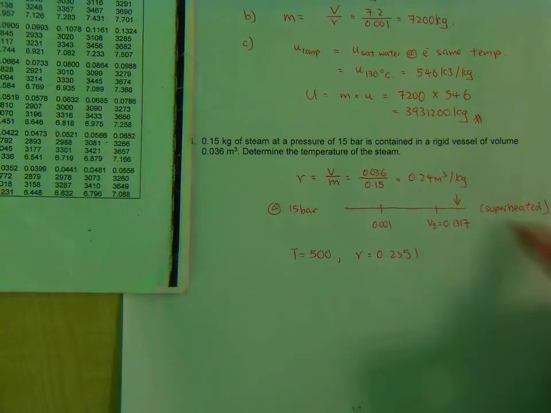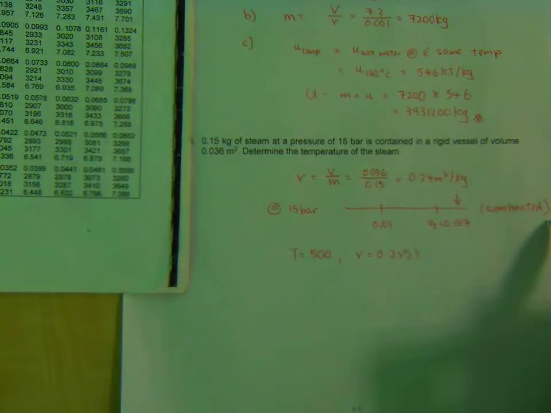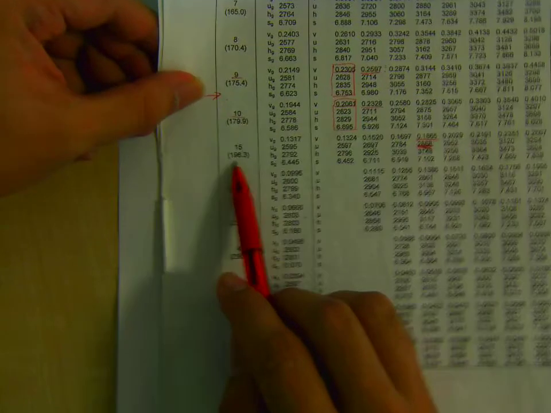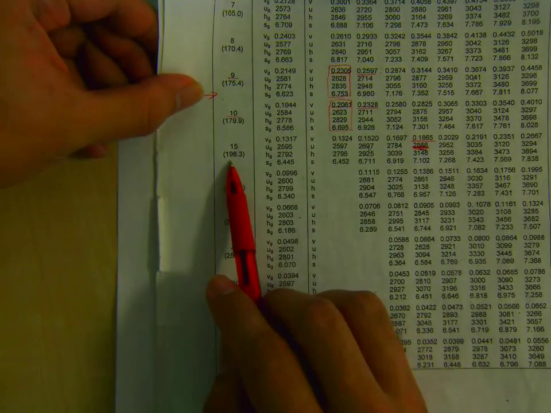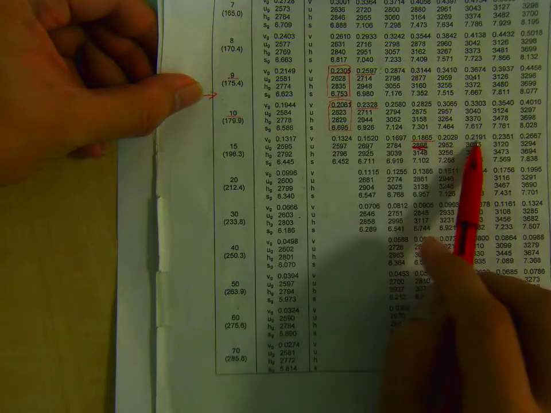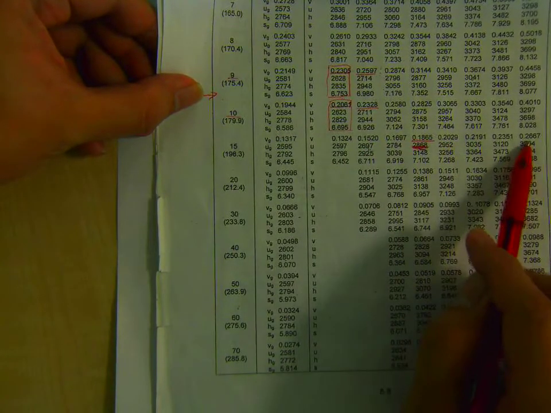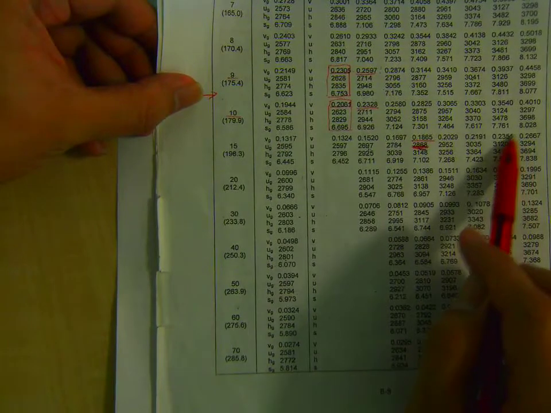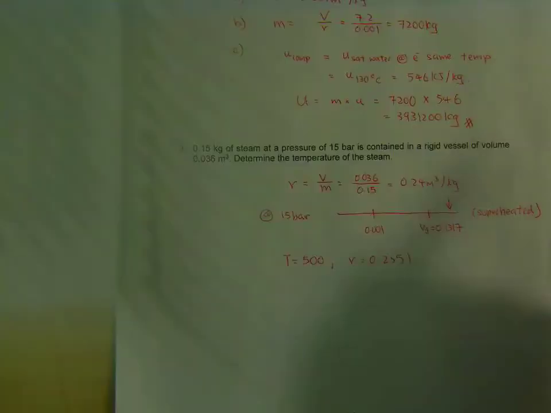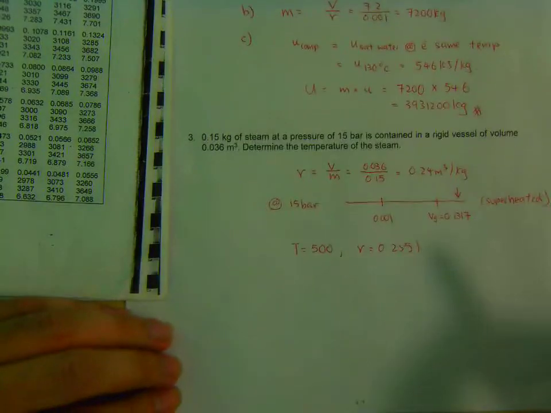Okay, so we know that this is superheated. We want to find the temperature, so we have to go to the superheated table. At 15 bar, we try to search for the 0.24 V. No. Close. No. So 0.24 must be somewhere between here. Meaning the temperature must be somewhere between 500 and 600. So we have to do the interpolation. We'll follow the fixed step.